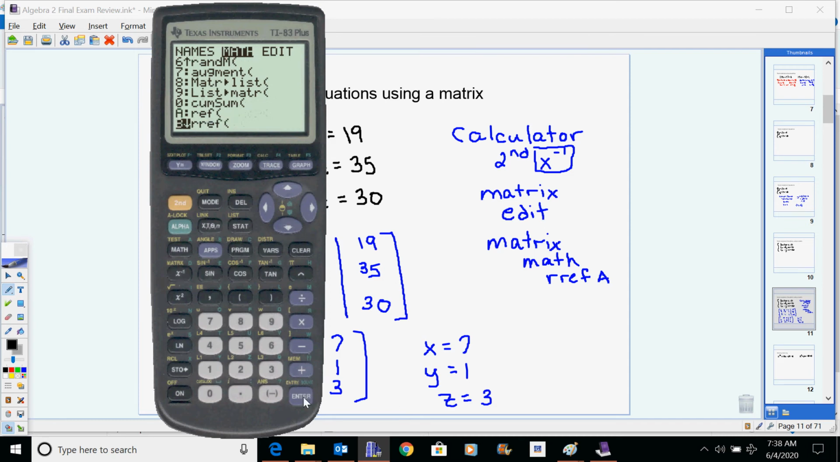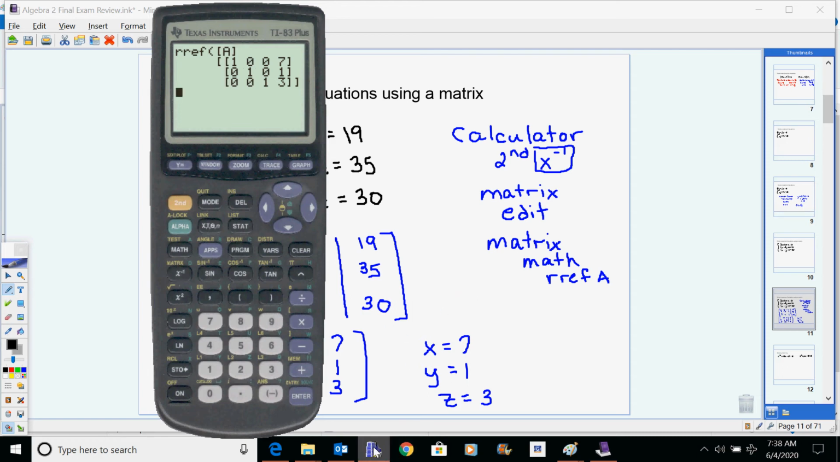You should remember this. You want to choose the matrix that you put it in, like there we use matrix A. So we're going to choose the matrix A. So we have to go into second matrix again, pick A, and hit enter. And there it is. So the x equals 7, y equals 1, and z equals 3. So that's the complete calculator method.